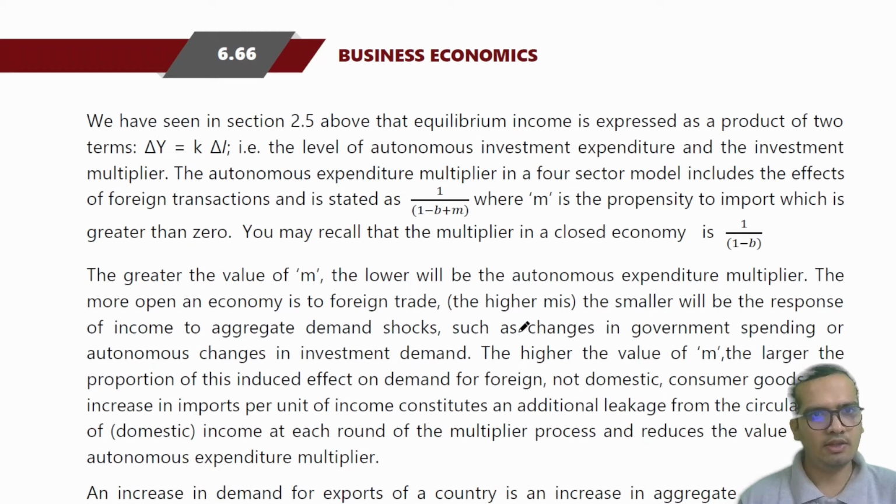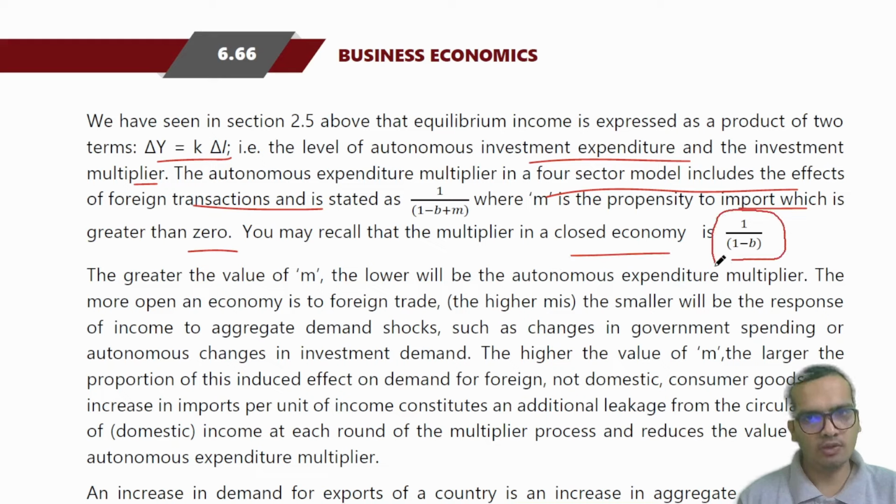So we have seen in this section that the equilibrium income is expressed as a product of the term Y bar plus X, the level of autonomous investment expenditure, and the investment multiplier. The autonomous expenditure multiplier in the four sector model includes the effect of foreign trade transactions and is stated as above, where M is the proportionality to import, which is greater than 0. You may recall the multiplier in the closed economy is denoted by 1 divided by 1 minus B.